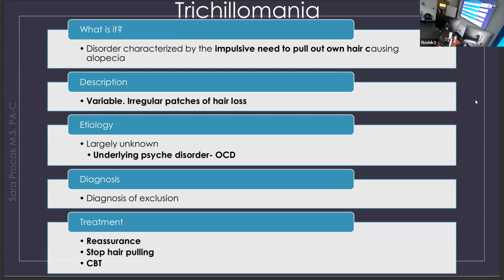So this is a diagnosis of exclusion. You're going to want to rule out everything else before you give your patient this diagnosis, except if they come in and say, yes, I like to pull out my hair. That's pretty straightforward in that case. You don't have to rule out anything else. Treatment for this is going to be reassurance. Stop pulling the hair, and you're going to refer them to psych for cognitive behavioral therapy. All right, okay.